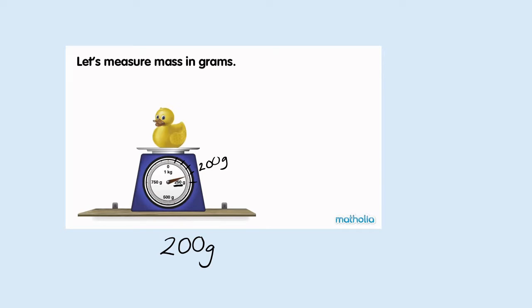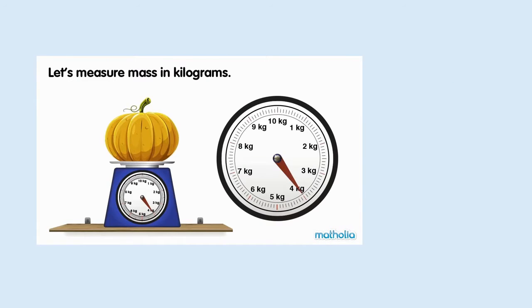Now if we wanted to write that as kilograms, because we know that 1,000 grams equals 1 kilogram, this duck weighs considerably less than 1,000 grams. In fact, it's only 200 grams. So we would put a 0, a decimal point, and then a 2. And then we would write kg. Because 0.2 kilograms is the same as 200 grams. And let's have a look at the next one.